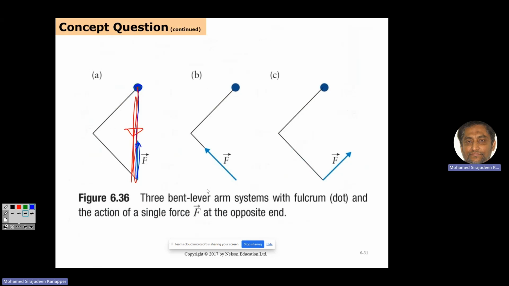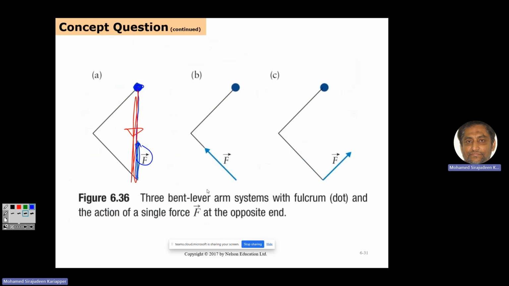What about the translational equilibrium? It's also there. Net force is 0 because the other force that balances it is at the support. At the support there are forces that will balance this force. So translational equilibrium is automatically there, and rotational equilibrium is there. So A is in equilibrium.